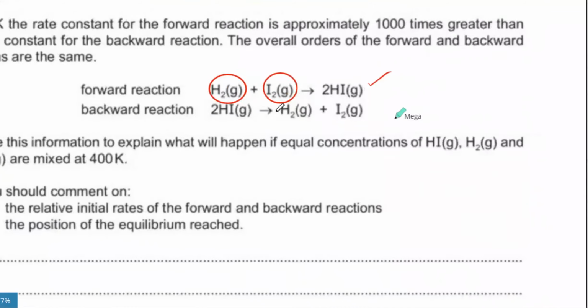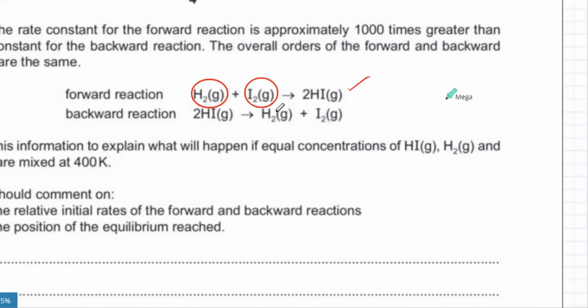So for the forward reaction, we know that the rate depends on the concentration. So rate depends, like if I get rid of the proportionality, it's going to be equal to k times H2 concentration power 1 and I2 concentration power 1 as well.